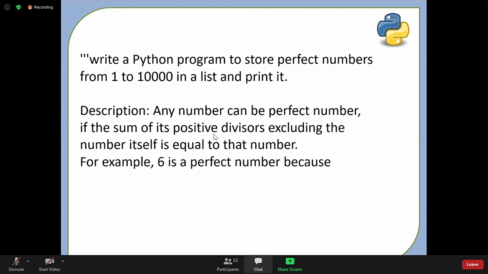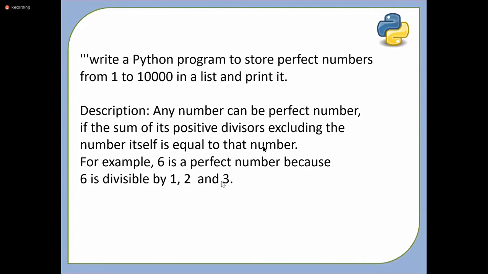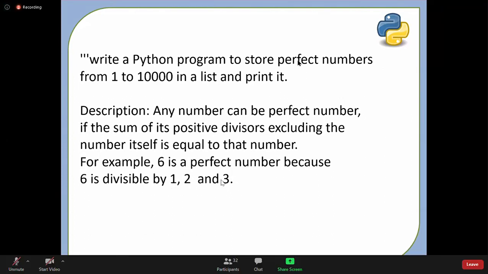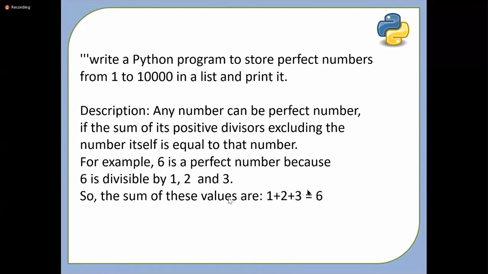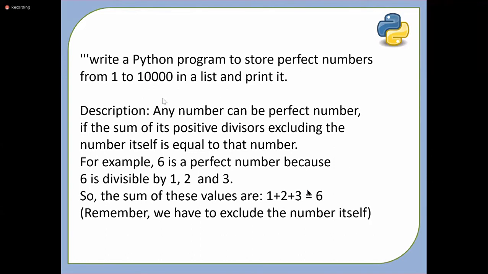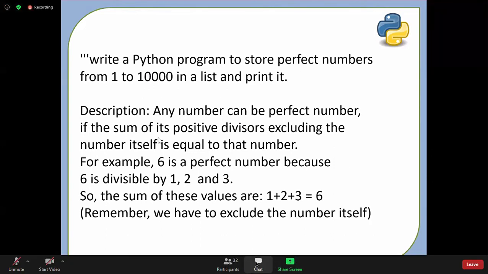So this is a description. We know that 6 is a perfect number because when you take the factors of this number and add the factors, you get the same number. Like the factors of 6 are 1, 2, 3, and 1 plus 2 plus 3 will give you 6. If it is matching, then you append to the list. That way you can print all the perfect numbers from 1 to 10,000. So take this as a homework. If you want, we'll do it in the next session, but it's an interesting problem.